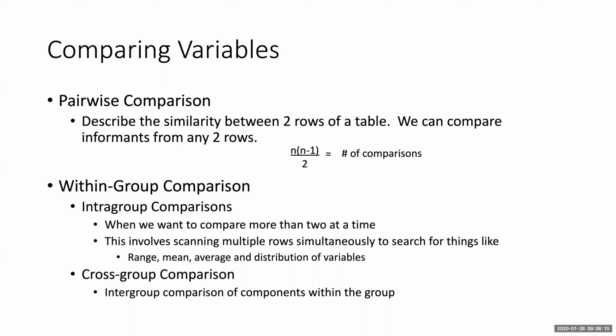Within group comparisons, we have intra comparisons. Intra, remember I-N-T-R-A, not I-N-T-E-R. That's when we want to compare more than 2 at a time, and it involves scanning multiple rows simultaneously and searching for things like the distribution, and we'll get into that. Cross-group comparison, we have inter-group comparison of components within the group. Okay, some of you right now are thinking, well, I don't know what he's talking about. Again, keep reading the book, especially the research experience book.